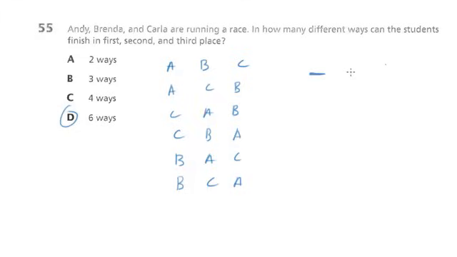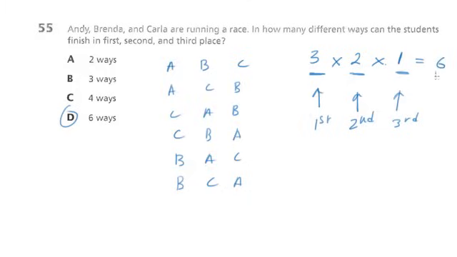Otherwise, we can look at this as 3 different places. Now, how many options are there for the first place? Well, there's 3 different people who could go there. Then, if one person's already in first, for the second place, there are 2 different people. And if first and second are filled, for third place, there's then 1 option. So the fundamental counting principle tells us that if we multiply them all, we get the total number of outcomes, which in this case is 6 as well. So for number 55, D is our answer.